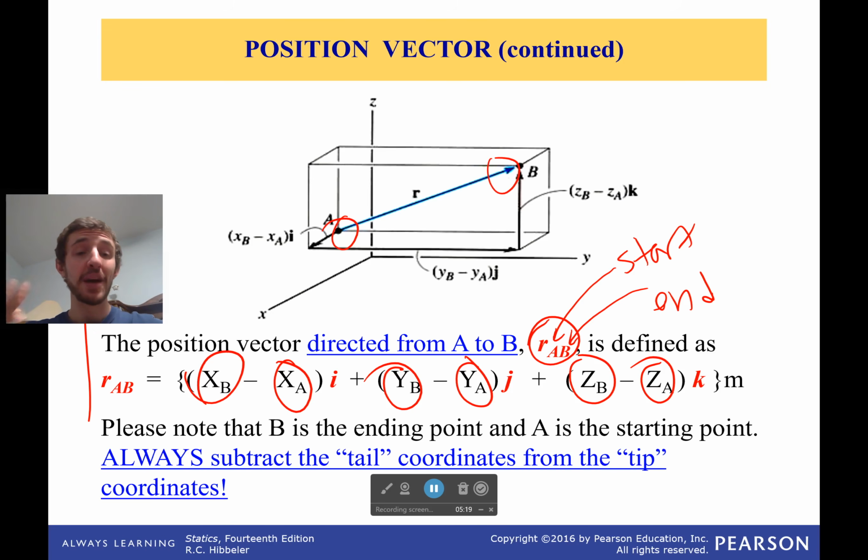Okay, we'll go ahead and stop here, and next time we'll talk about how we're going to use this to help ourselves when it comes to the force vectors.